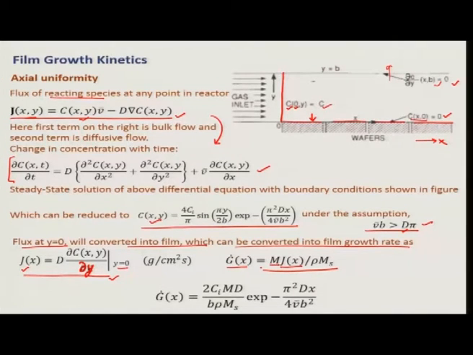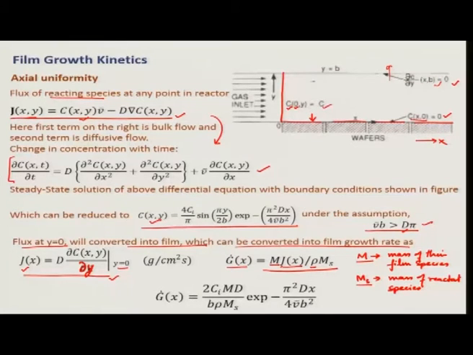M is the mass of the thin film species, and Ms is the mass of the reactant species. For example, if we are using silane to deposit silicon, M would be the atomic mass of silicon and Ms would be the molecular mass of silane. And this is the density of the thin film.